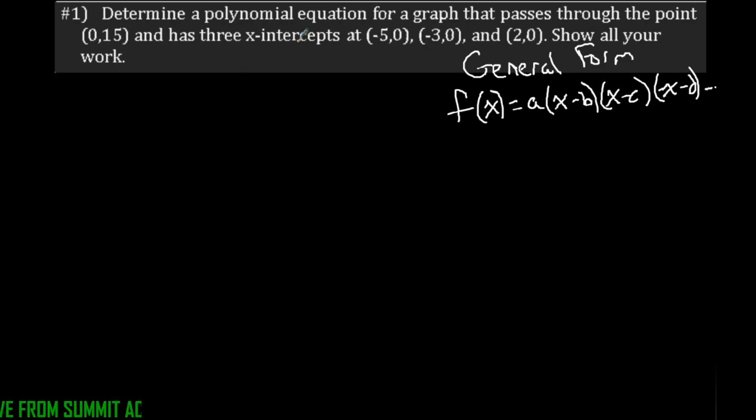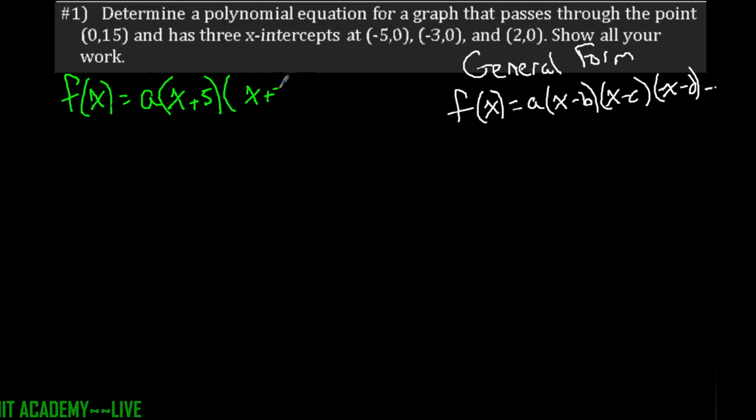So what we're going to do is start this out. I can say my function f of x equals a, because we don't know what that is yet, and we're going to solve for that. But we can say the opposite of -5 is +5, so we have (x plus 5), times (x plus 3), because the opposite of -3 is +3, and the same idea with 2, we're going to say (x minus 2). So just make sure you're taking the opposite of those x-intercepts. And now we have to solve for a. How do we do that?